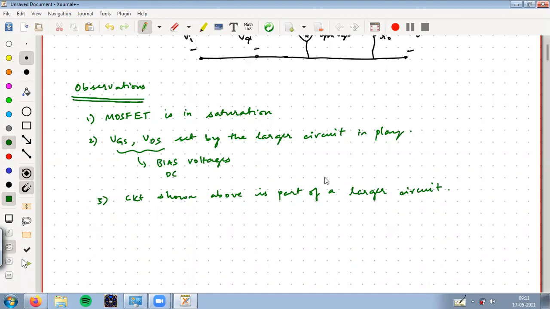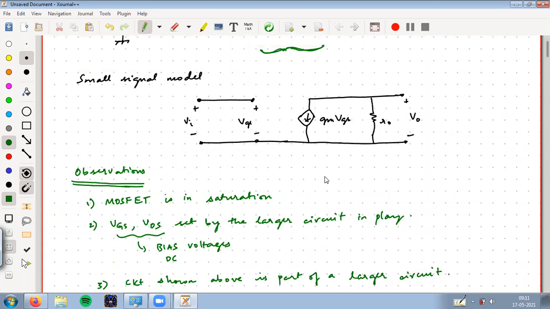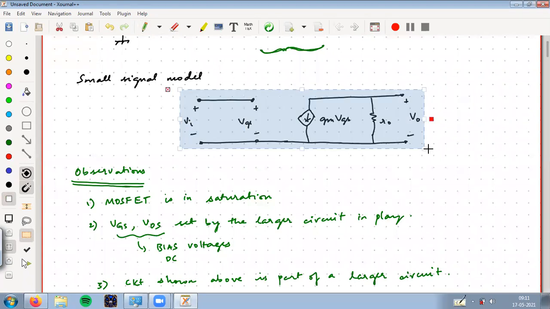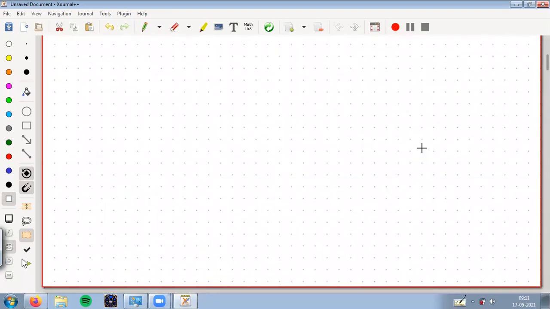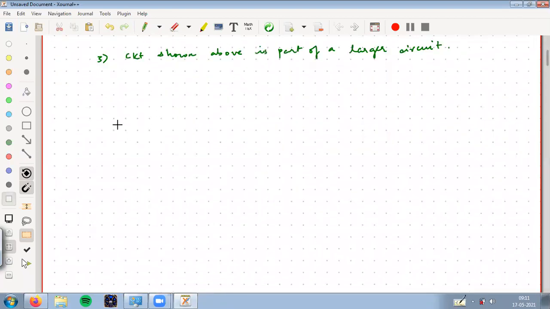And from this small signal diagram, I can see it is obviously in the saturation region. Then I have to find a couple of things: input impedance, output impedance, and gain of the transistor. Right. So for that, copy this. Paste it here.